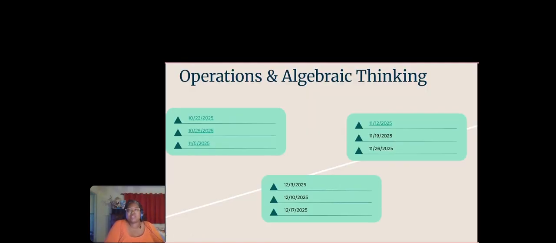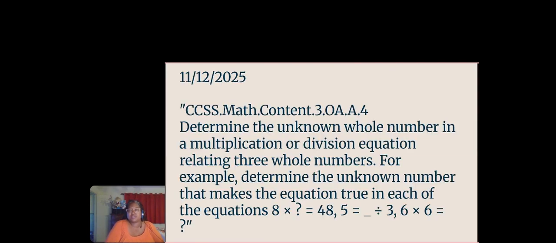So our umbrella topic is still operations and algebraic thinking, and let's look at our objective for today. Our objective for today is determine the unknown whole number in a multiplication or division equation relating three whole numbers. For example, determine the unknown number that makes the equation true in each of the equations.